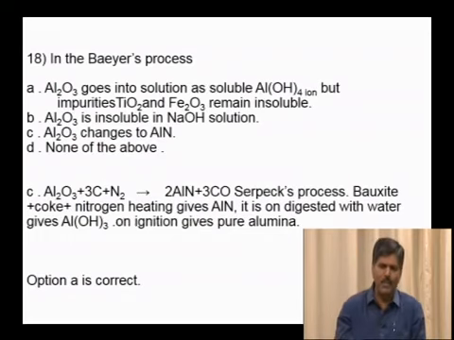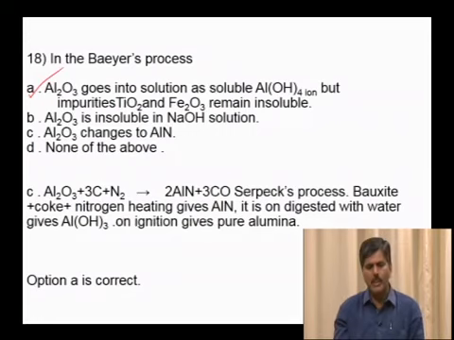So, let us see the next option. Al2O3 is insoluble in NaOH solution. Usually Al2O3 alone is a bad conductor and has a high melting point, hence it is not an option. The next one is the Serpeck's method. In this method, alumina, coke and nitrogen on heating give aluminum nitride plus carbon monoxide. This process is called the Serpeck's process.